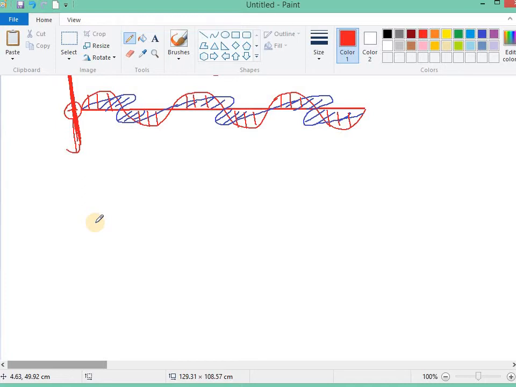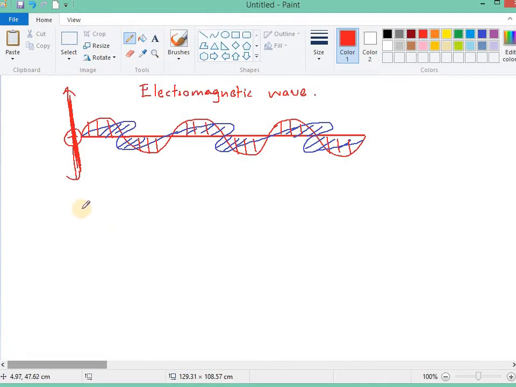So that means whenever this particle inside any object vibrate or oscillate, then they will release electromagnetic wave. So the frequency of the electromagnetic wave will depend on how fast do the charged particle oscillate.